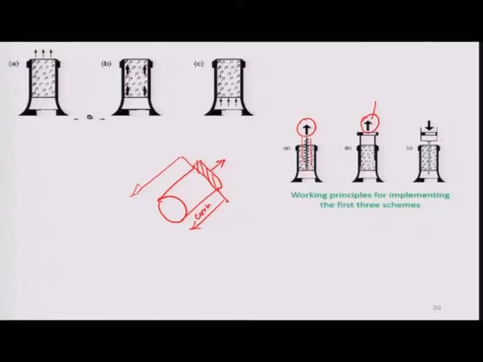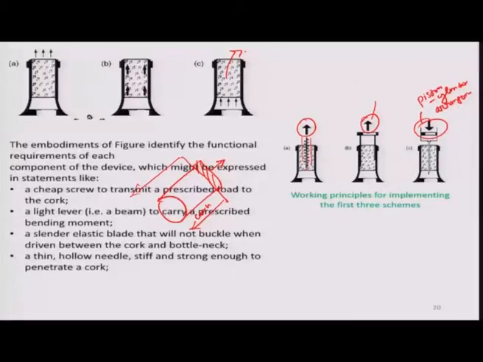And the third is that you will make a hydraulic pressure kind of piston cylinder arrangement, to apply a force from the bottom side, so that the cork will come out from the bottle. Okay. But the embodiment of the figure identifies the functional requirement of each component of the device, which might be expressed in statements like a cheap screw to transmit a prescribed load to the cork.